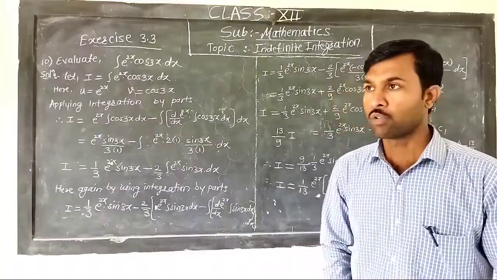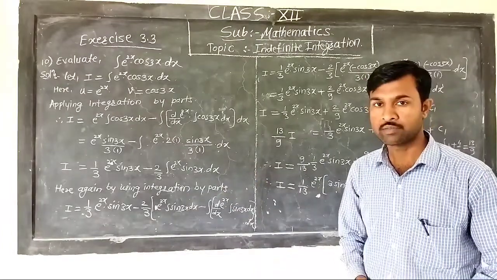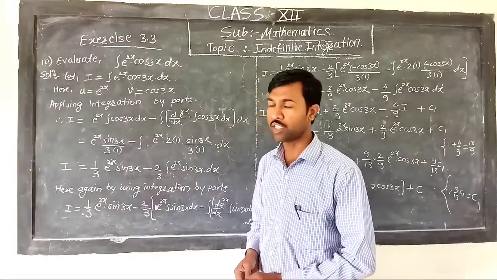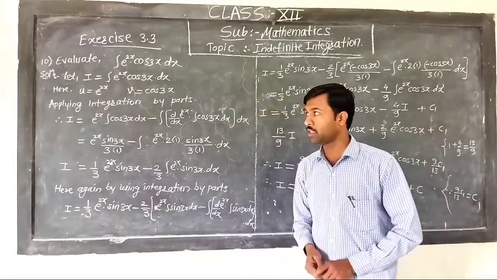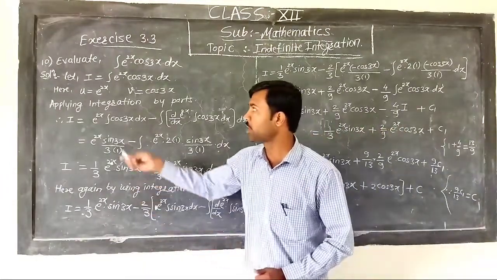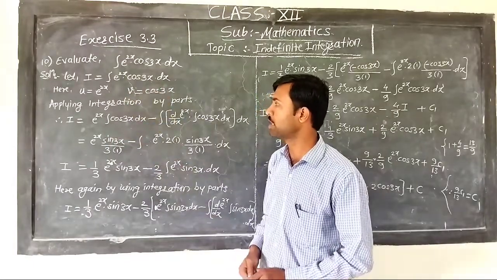Okay, we are going to solve question 10 of question first of exercise 3.3. Now here we have to evaluate integration of e raised to 2x into cos 3x dx. Now here friends, we have to integrate this term. So in first step I have denoted this term by letter I is equals to integration of e raised to 2x into cos 3x into dx.